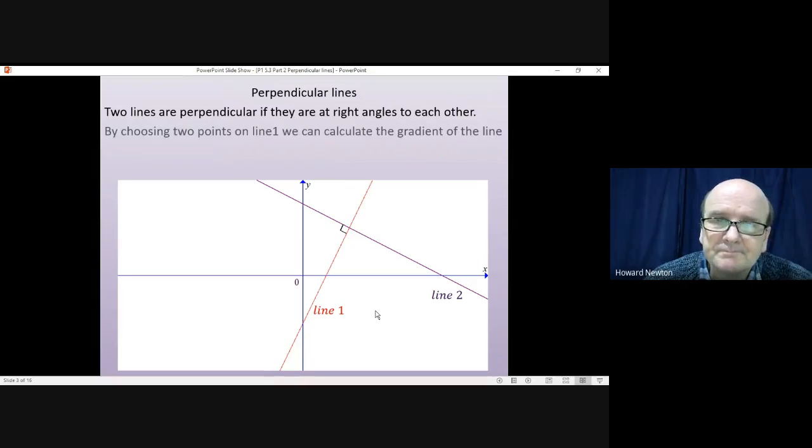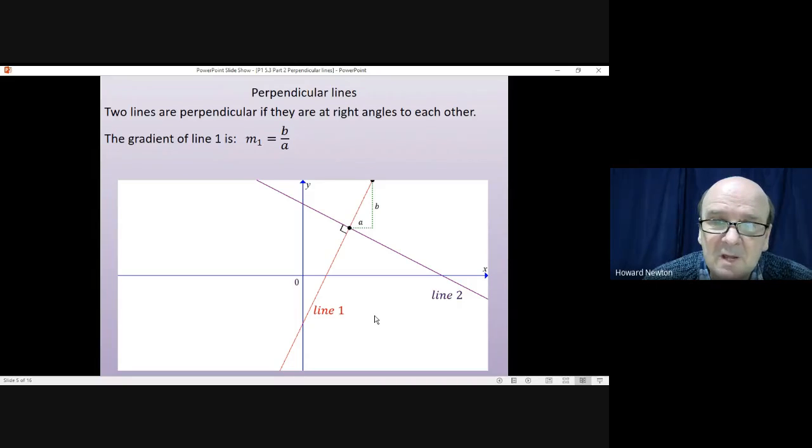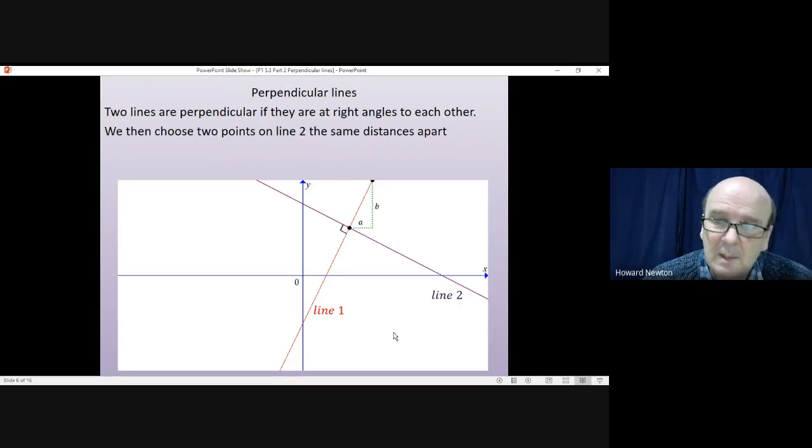to each other. By choosing 2 points on line 1, we can calculate the gradient of line 1. So, for example, we could choose those 2 points. And I've called the horizontal distance here A, the vertical distance B. The gradient's equal to the change in y over the change in x. So the gradient of line 1 will just be B divided by A. Now we can then do the same thing for line 2.